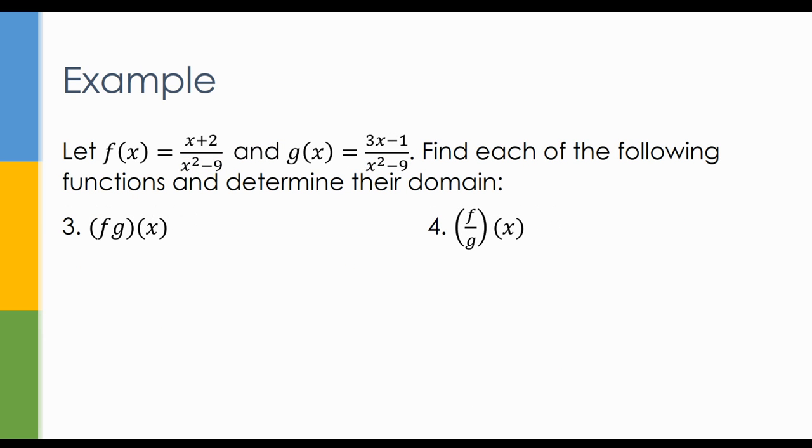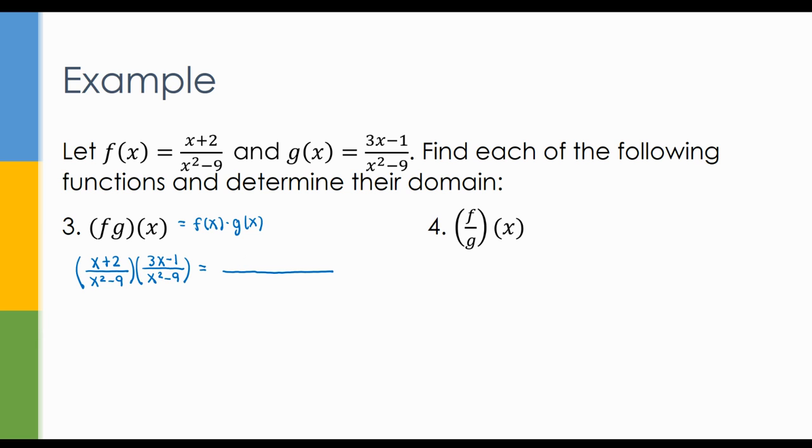All right, let's look at the product and the quotient. If we are multiplying f of x times g of x, I am going to have x plus 2 over x squared minus 9, multiplied by 3x minus 1 all over x squared minus 9. When you multiply fractions, you multiply straight across. So the x plus 2 needs to get multiplied by the 3x minus 1. I'm going to start distributing. x times 3x is 3x squared.